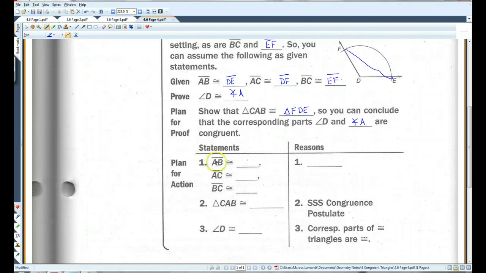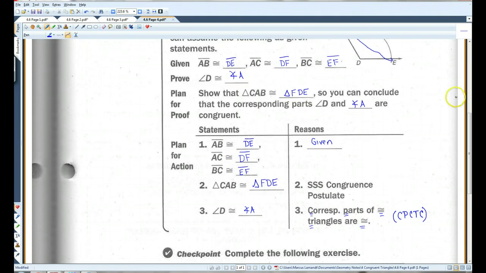Okay, statements and reasons. We already know that AB is congruent to DE, AC is congruent to DF, BC is congruent to EF. That's given. So we have three sides. All three of these are sides. So triangle CAB is congruent to triangle FDE. SSS congruence. Therefore, angle D is congruent to angle A. Corresponding parts of congruent triangles are congruent. CPCTC. Alright, and that's all for today.